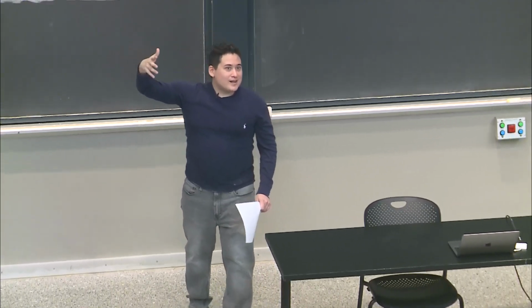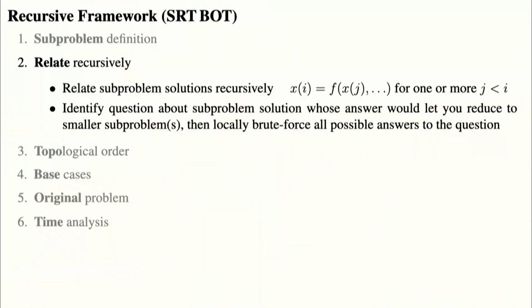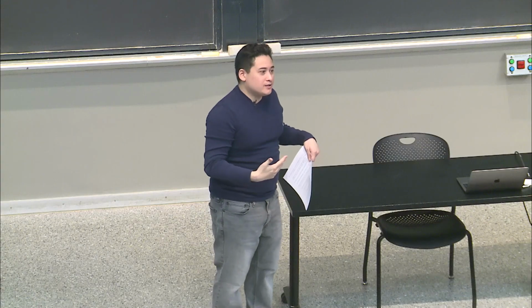Now, actually embedded in this, the idea of a smaller subproblem isn't really well defined yet. We haven't given you an ordering of these subproblems to be smaller, but that's what's going to come in the third step. So a strategy for figuring out what these recursive relations might be is to identify some question about the subproblem solution. What do I do with the first character in this string?